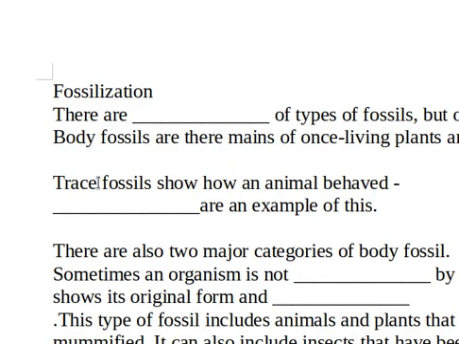So our next sentence, trace fossils show how an animal behaved. Something are an example of this. So what are we looking for? Mention of trace fossils. When they mention trace fossils, our answer should be announced shortly thereafter. So let's have a listen to the recording, and we'll wait to hear the keyword. Okay, so we're listening now for example of trace fossils.